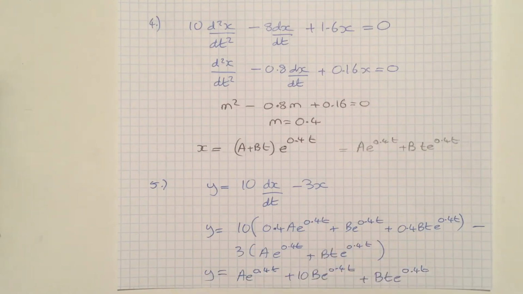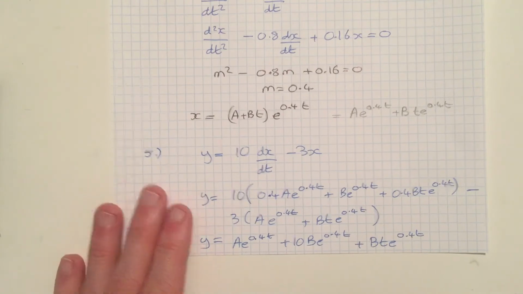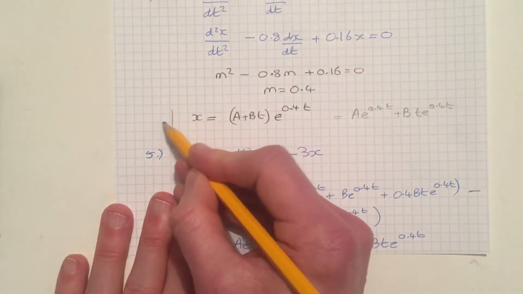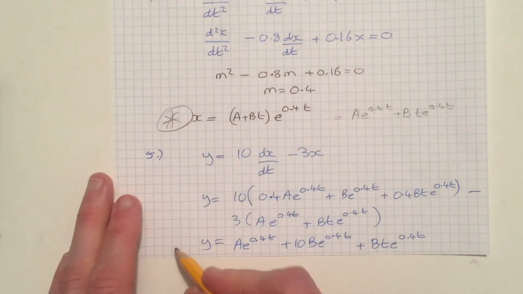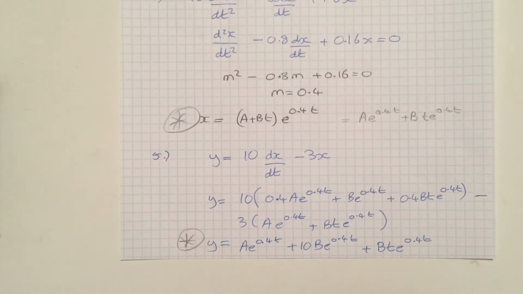And then collecting up the like terms, so just multiplying through here, I've got 4a e to the 0.4t minus 3a e to the 0.4t, which just gives a e to the 0.4t, and so on, just collecting up these like terms here to give this. So at this point, I've got my general solution for the bears, and my general solution in terms of t for the fish.